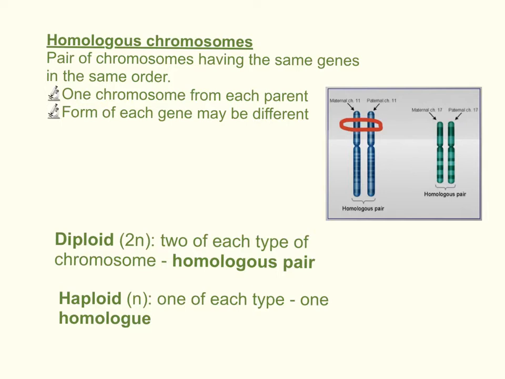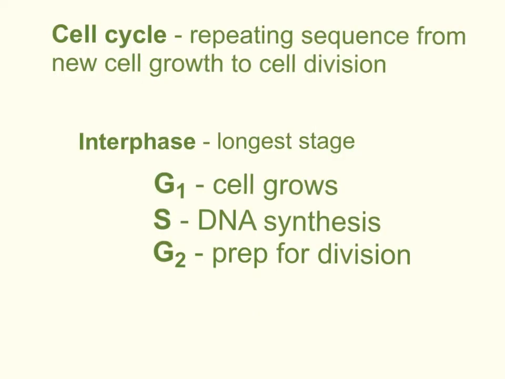When a cell has both sets of chromosomes, it is referred to as diploid. It has two of each type of chromosome, or contains the homologous pairs. If a cell only has one set, as in human egg cells or sperm cells, then it is referred to as haploid. Now that we've talked about chromosomes and homologous pairs, we can begin our discussion of the cell cycle.